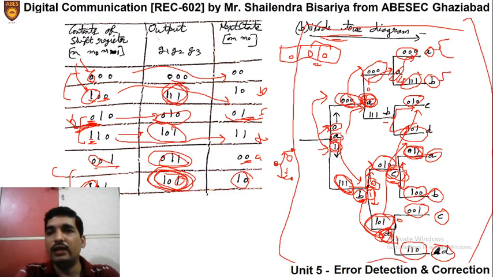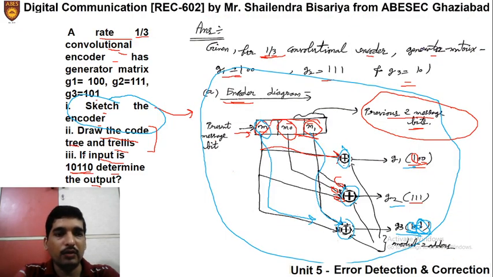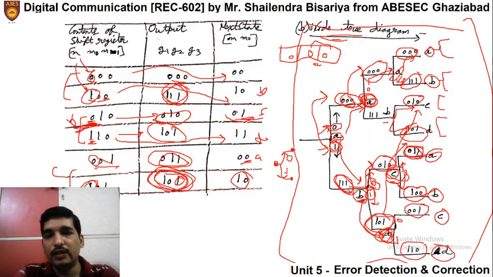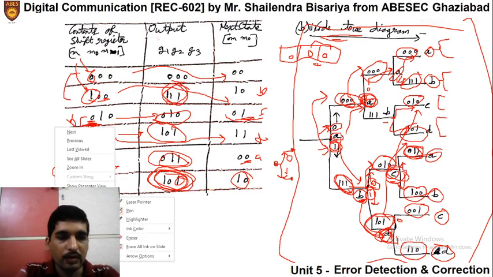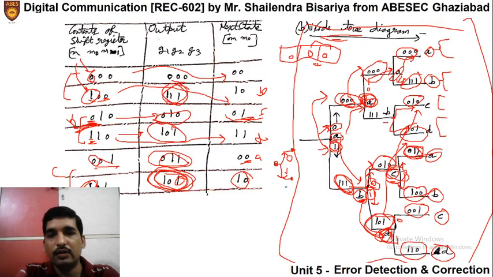We will continue further in all the cases till we get the complete sequence. For the present case, the sequence is 10110. So how will we proceed? Let me change the color of the pen first. The input sequence is 10110, let me write it here, and we will start from here.